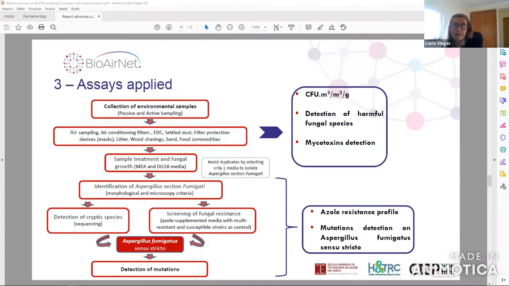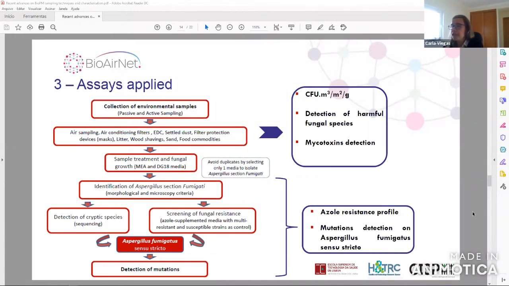Regarding the assays applied, in the previous slides I also mentioned the use of culture methods applying more than one culture media, and molecular tools for targeting harmful fungal species. We are now using an algorithm in the lab work that allows us to obtain the microbial load and contamination, the detection of harmful fungal species by qPCR, the mycotoxin detection, and also the azole resistance profile, with focus on mutation detection by a deeper analysis of the Aspergillus section Fumigati isolates.